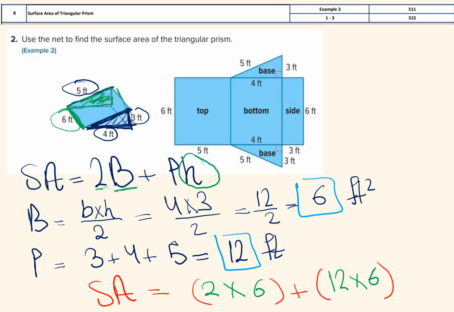What I will get is, I'm going to continue here. 2 times 6 is 12, plus 12 times 6 is 72. The final answer is going to be 84 square feet. And this is the total surface area of the triangular prism.